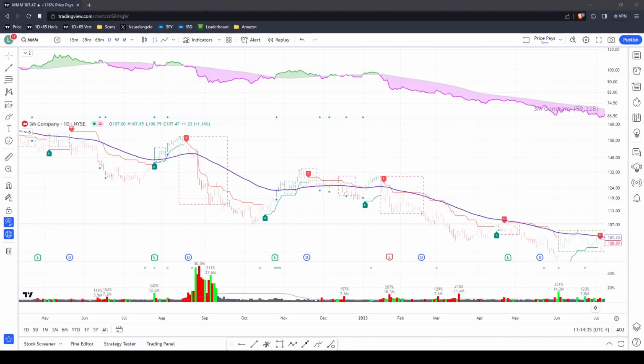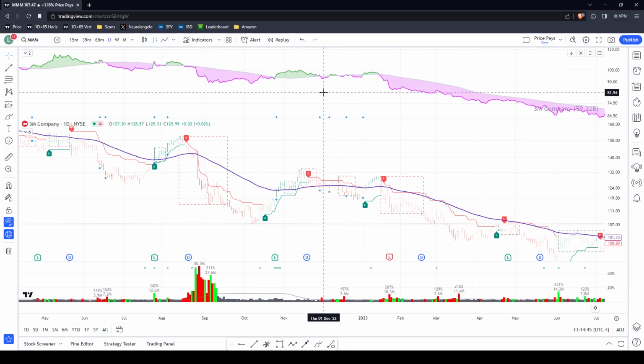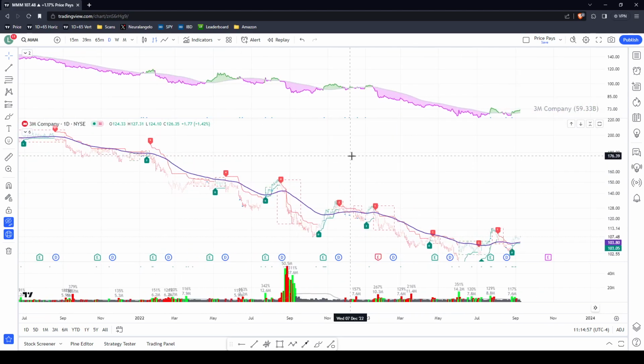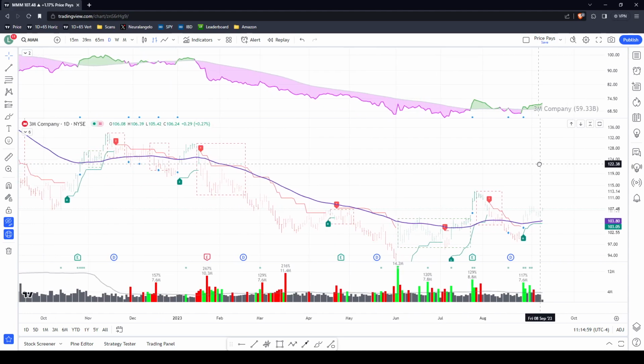Hi everyone. So for today's video, I'd like to do something different. I'd like to use the bar replay feature in TradingView to go back to a point in time and take a look at it bar by bar, and see how we would have traded it with the indicators that we have currently.